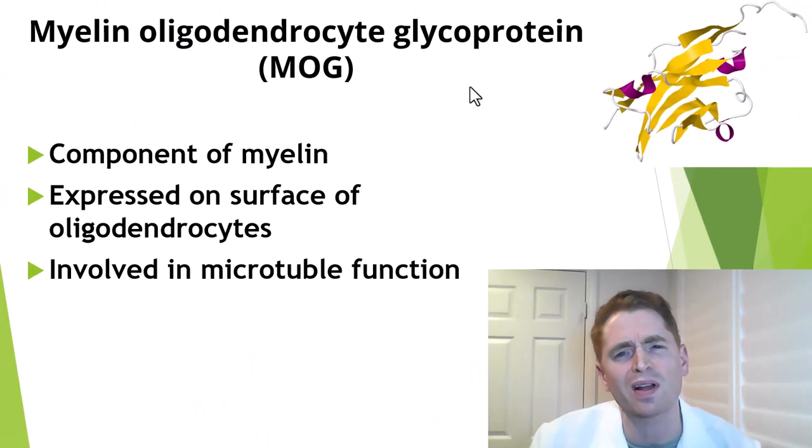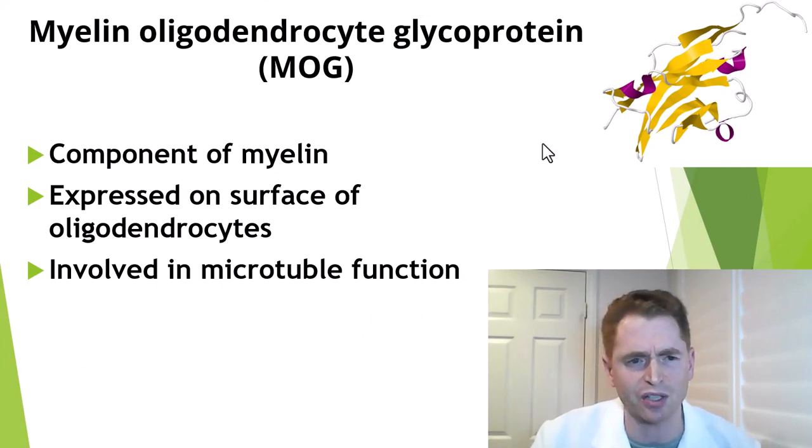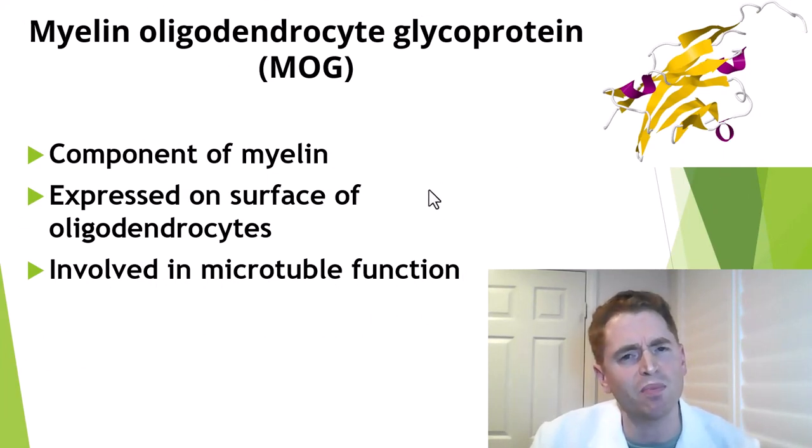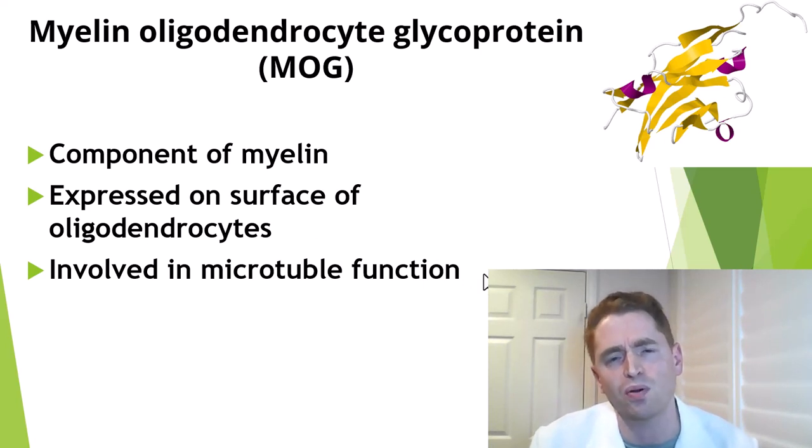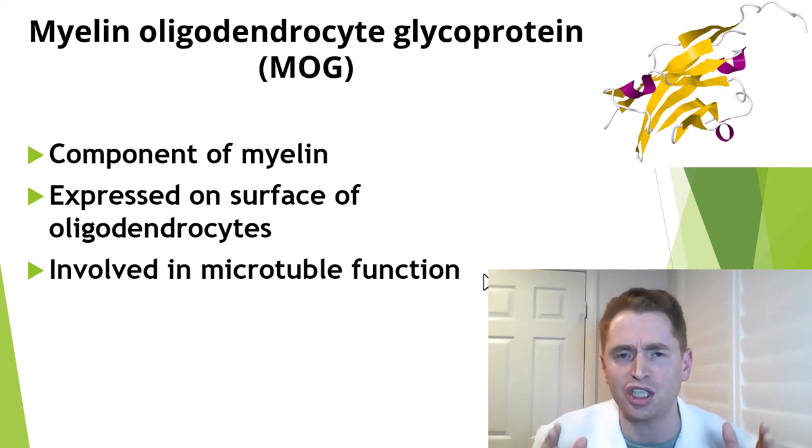So what is MOG anyway? Well, myelin oligodendrocyte glycoprotein, as pictured here, is a component of myelin, the fatty coating of the nerve fibers that protects the axons and expedites nervous transmission. It's expressed on the surface of oligodendrocytes, the cells in the central nervous system that make myelin, and it's involved in microtubule function. Microtubules are the protein scaffolds of the cell that change and mold the shape of the cell.